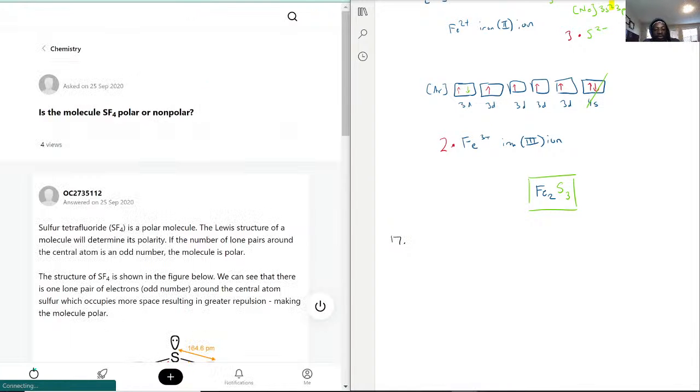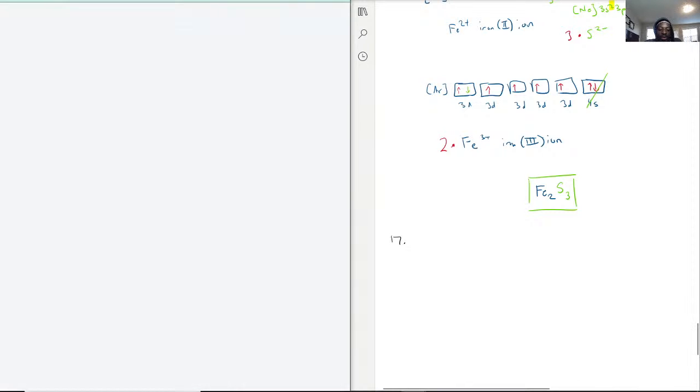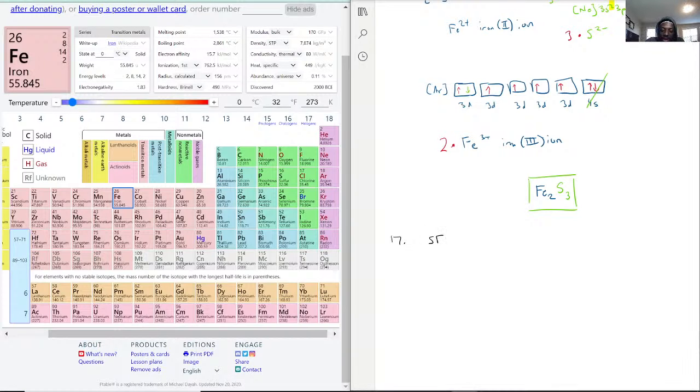Okay. Is the molecule SF4 polar or non-polar? So for this one, actually, SF4, we're getting a lot of polar, non-polar practice. This is good. Polar or non-polar for question 17.